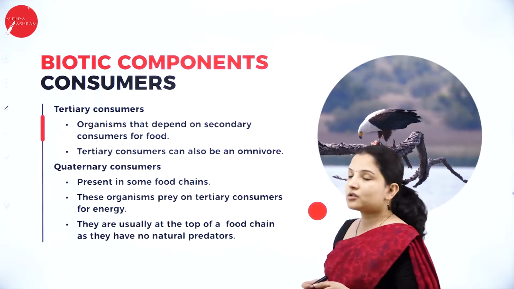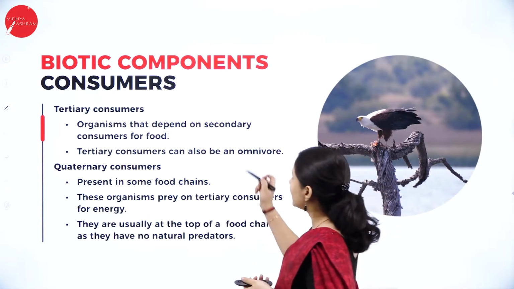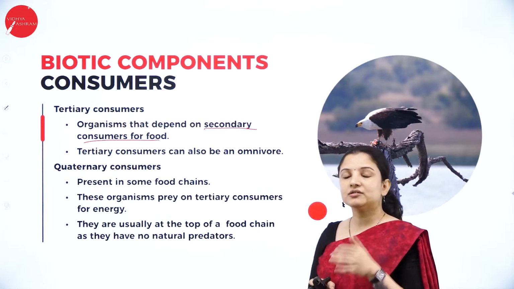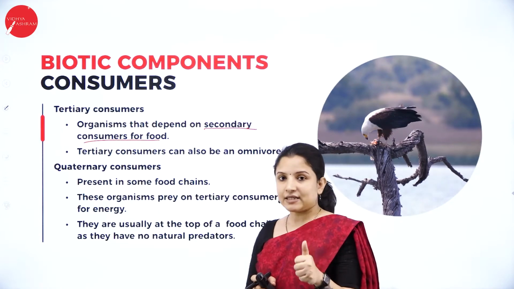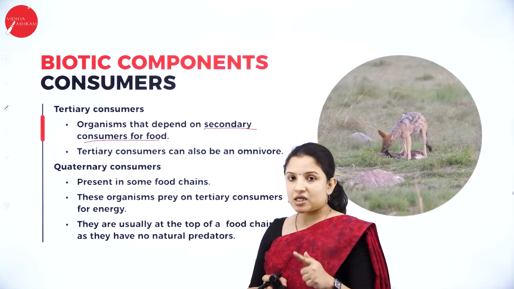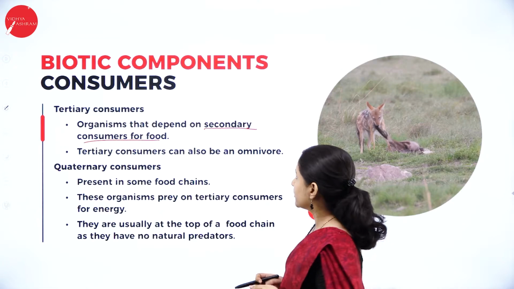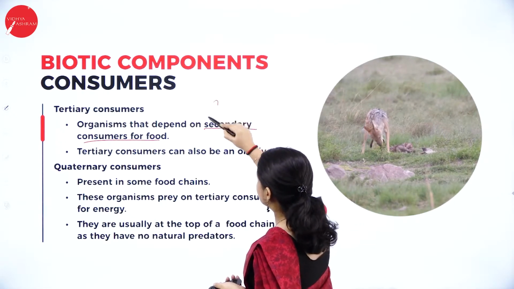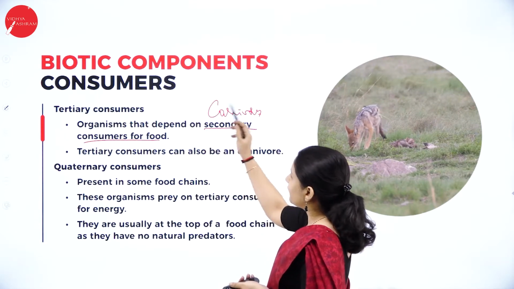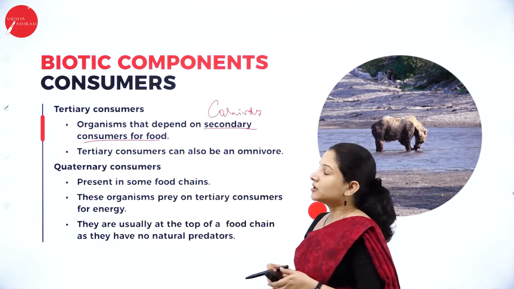So next, talking about tertiary consumers. Tertiary consumers are the organisms that depend on the secondary consumers for food. What were the secondary consumers? The primary consumers were the plant-eating animals, that is the herbivores. The secondary consumers were the meat-eating animals, that is, they can be either carnivorous or omnivorous. So here, the carnivorous organisms that feed on the secondary consumers, that is the carnivorous, are called the tertiary consumers.